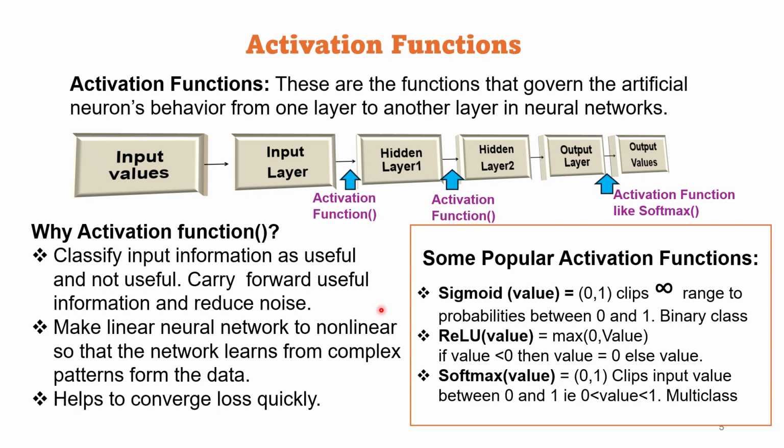information. Without activation function, neural network would be a simple linear transformation. Activation functions make neural network nonlinear. Activation functions will make the neural network powerful so that the network can learn from the complex patterns from the data. We use the activation functions to propagate the output of one layer node forward to the next layer. Activation functions help to converge loss quickly.